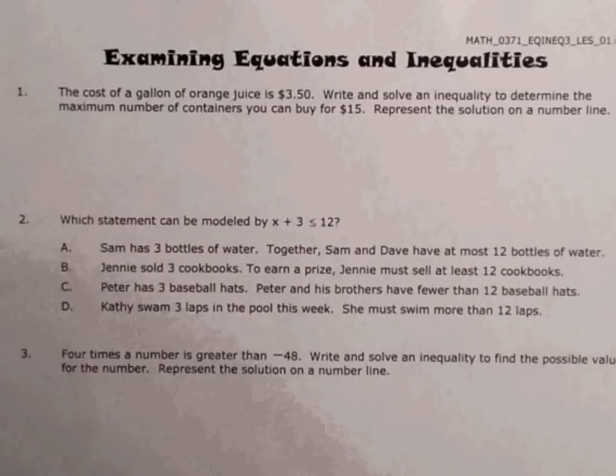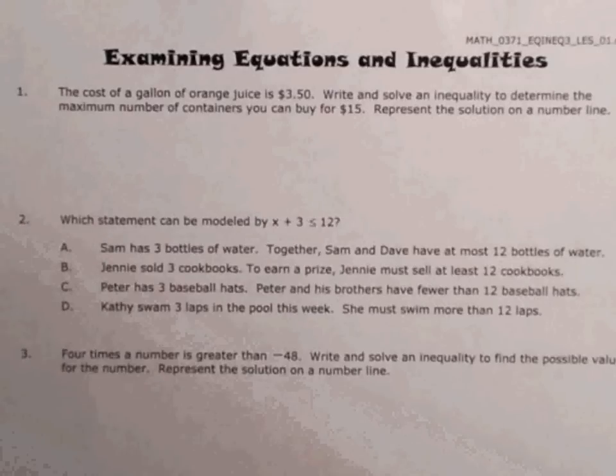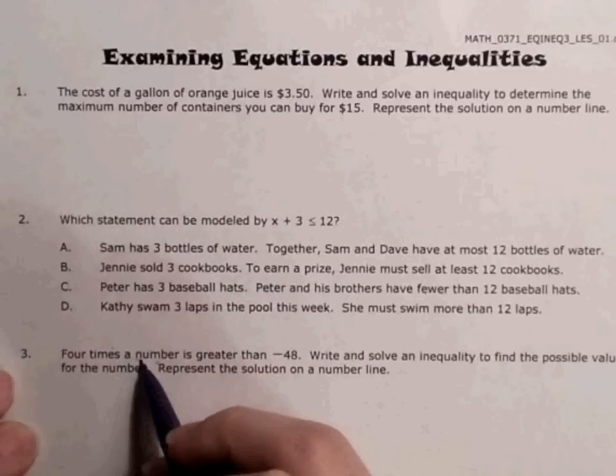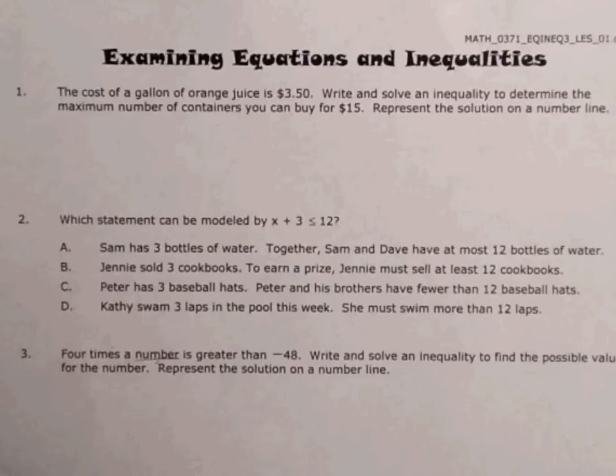Okay, so the very first thing I want to look at is the first sentence. The first sentence says 4 times the number is greater than negative 48. So we need to change this sentence out of sentence form and into an inequality. First off, I'm going to look at 4 times the number. When I was talking to students today, it says number. Do we know that number? 4 times the number, some number, right?